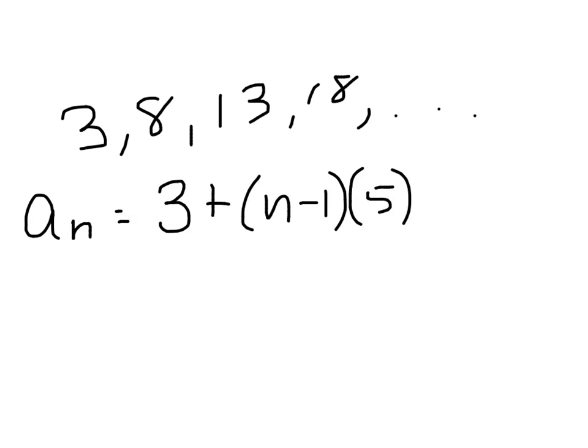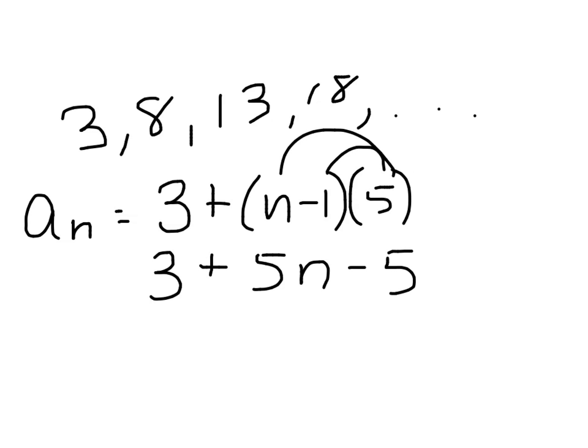If you don't like to see it like that, you can also clean it up. If you distribute the 5 through there, that's 5n minus 5. And then if you combine like terms, that's 5n minus 2. Which, on some of the ones you were dealing with last week, when you were going up by a certain number every time, remember how we said we multiplied it by that, then we subtract or add? We were actually coming up with that formula last week. You just didn't know it. Okay? What do you think? Not too bad?